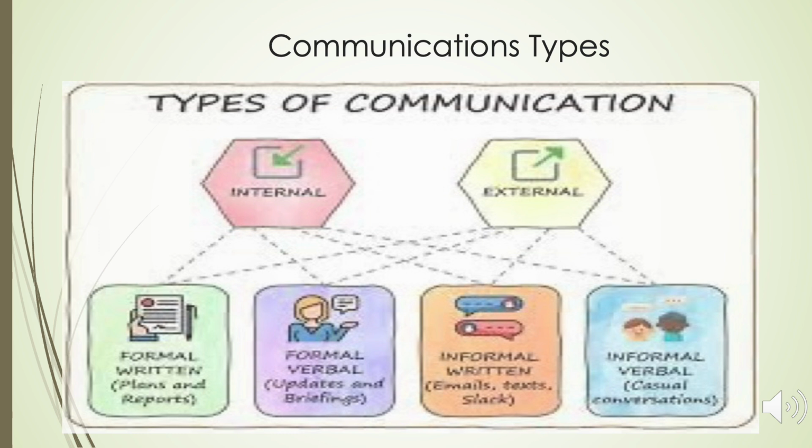Communication can be categorized based on its direction and formality into internal and external types. Internal communication happens within an organization among employees, while external communication occurs between the organization and outside parties like clients, vendors, or the public. Both types can involve formal or informal communication methods depending on the audience and the purpose. The forms of communication are further divided into 4 types: formal written, formal verbal, informal written, and informal verbal. Each serves different needs. Formal communication is typically structured and official, while informal communication is more casual and spontaneous, helping to build relationships and share quick updates.